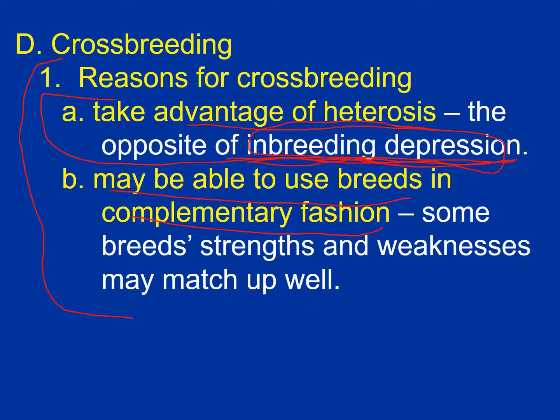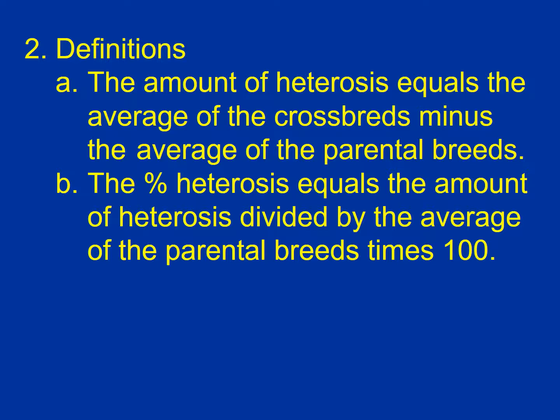And as we look across our different, especially food animal species, in chickens and in swine, sheep, beef cattle, we tend to do a lot of crossbreeding to take advantage of heterosis. The amount of heterosis will vary between different traits. So a lot of times we want to measure the heterosis to help us predict how the crossbreds may do.